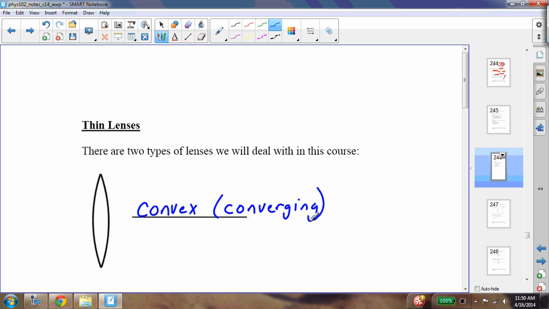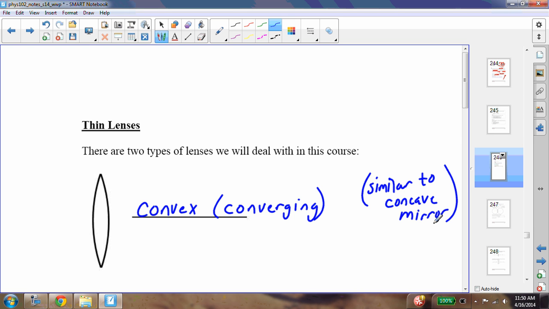If you're really comparing lenses to mirrors, this is really more like the concave mirror. So I'm going to write that as a little note over here. So this is sort of similar to the concave mirror in the way that it causes the light to bend. So we'll see that when we're doing ray tracing diagrams that it's very similar in the types of images that it makes. And it's really more like the concave mirror.